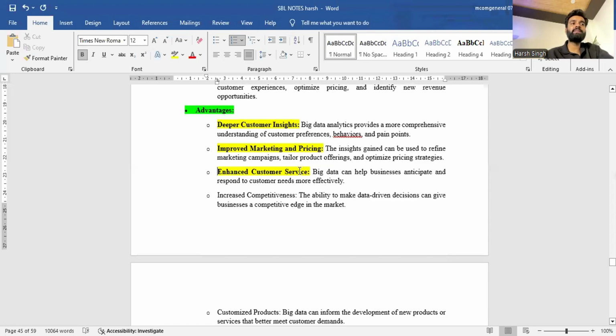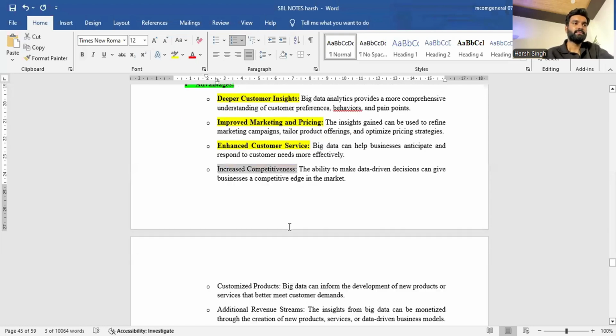Competition has also increased because of big data, but using big data you can improve competitiveness. Matlab, let's say I am company X, and there is another company, company Y. I'm using data analytics, I'm using big data, I have the data of the customers and the change in their preferences. So definitely I will always have an edge over my competition.